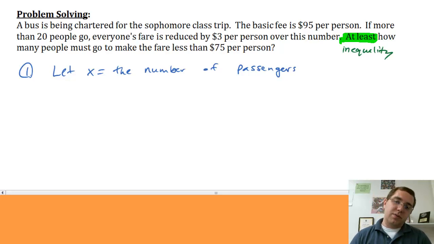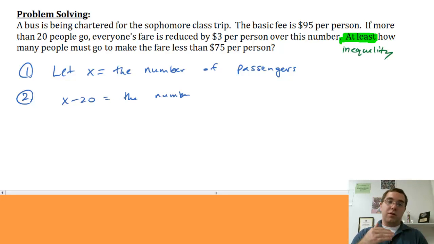Okay, step 2 is I organize the information that's presented in the problem. So if x is the number of passengers on the trip, how do I write the number of people that I have over 20? Well, that's going to be the total number of people I have, which is x minus 20. That's the excess number of people, the number of people over 20. And I want that number to be pretty high so that I get my price down. So x minus 20 is the number of passengers over 20.